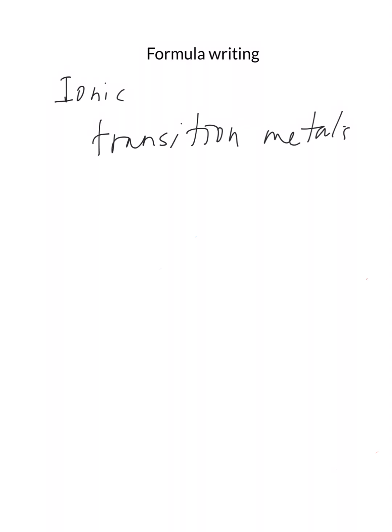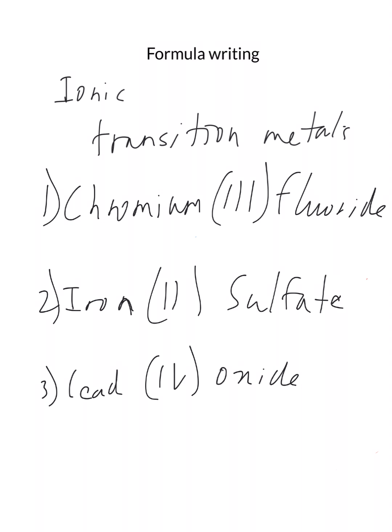Transition metals, you may remember, have variable valencies. They can have multiple charges. So we need to have a way of getting around that. Examples of these are chromium, iron, and lead, as you can see here.